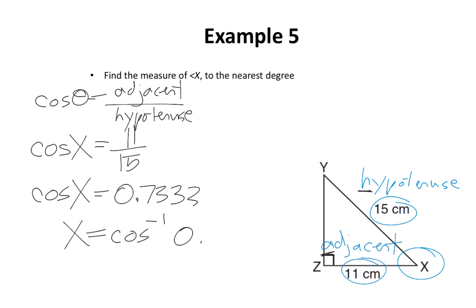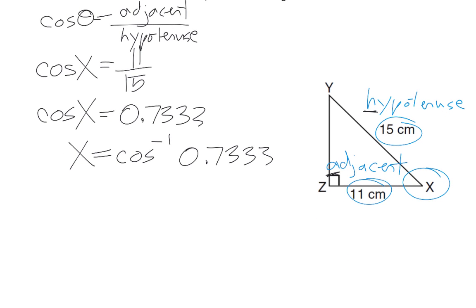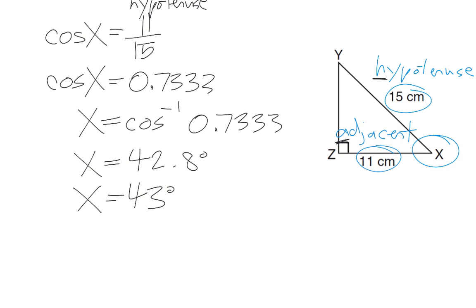And the 0.7333 stays the same. If you throw that into your scientific calculator, you should get approximately 42.8 degrees. But remember, we want to find the angle to the nearest degree. So we need to round this, and this rounds to 43 degrees. I'm going to put a concluding statement. Therefore, angle x is 43 degrees.